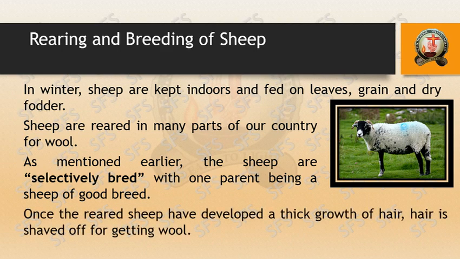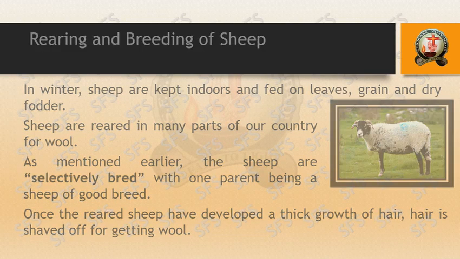So once the sheep have developed a thick growth of hair, it is shaved off for getting wool. Once the hair grows bigger and becomes thick, at that time what do they do? They do rearing, that is, they are just shaving off for getting wool.